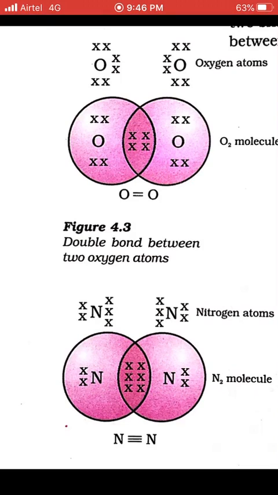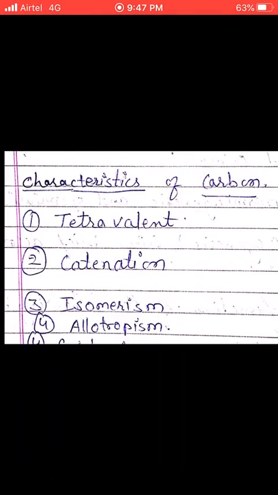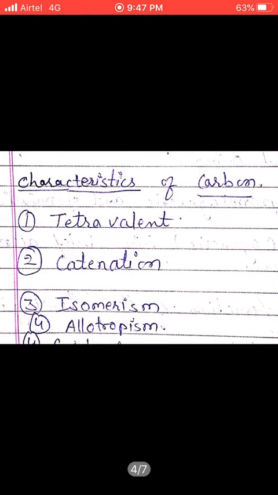If two atoms share 1 electron, then they are bonded with a single bond. If they share 2 electrons, then a double bond. If they share 3 electrons, then a triple bond. So the point is that they are sharing electrons, so what sort of bond is carbon forming? Covalent bond. Understood?